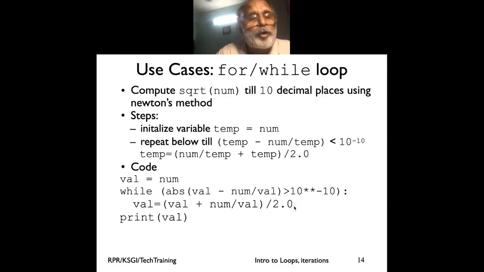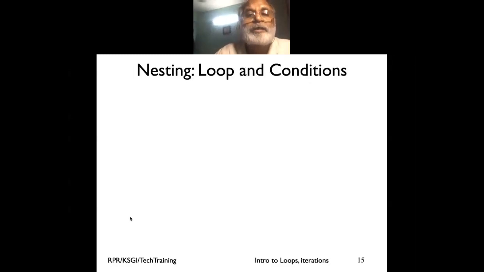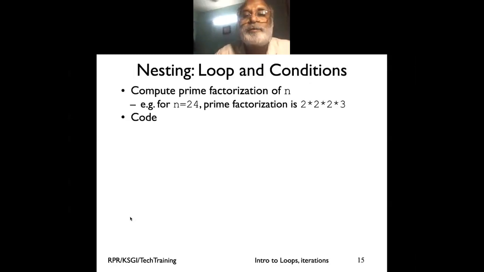If I want 5 decimal places, I say 10 to the power minus 5. That also would work, depending on what you want to do. So the point is, I don't know how many times I need to run this step. Hence, I need to have a while loop. If I knew how many times, then I could do a for loop. That's the basic difference we need to look at.